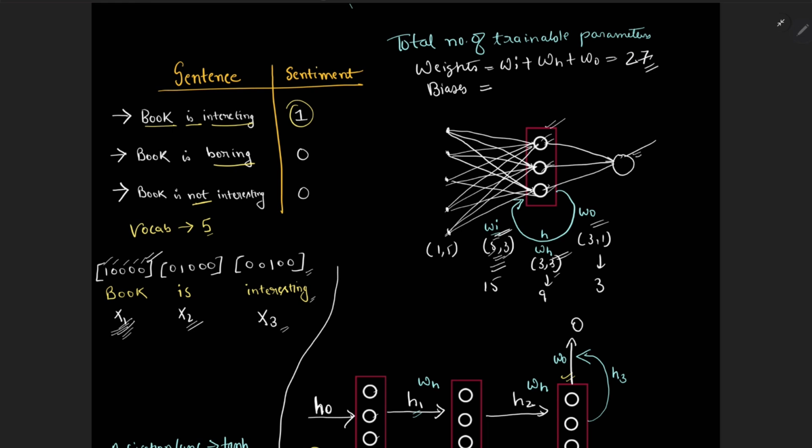For the number of biases, we know each neuron will have a bias. So there are 3 neurons, 1, 2, 3, and for output 1. So there are 4 biases here. So these are the total number of trainable parameters in our forward propagation in our case, which is weights 27 and biases 4.